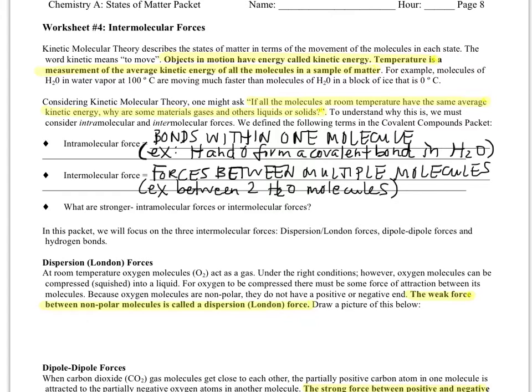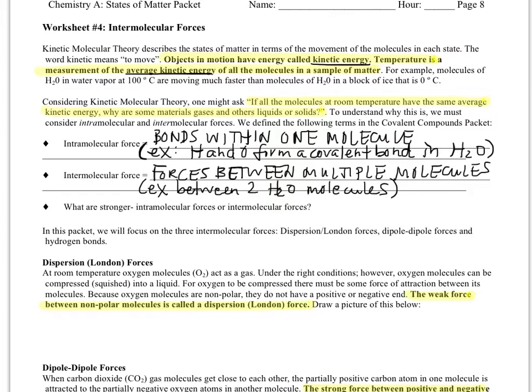Maybe you've heard this before, but any object that is in motion has an energy that we call kinetic energy. So kinetic energy is just energy of motion. And even though we use the word temperature all the time, what temperature actually really means scientifically is the average kinetic energy of all the molecules in a sample of matter.